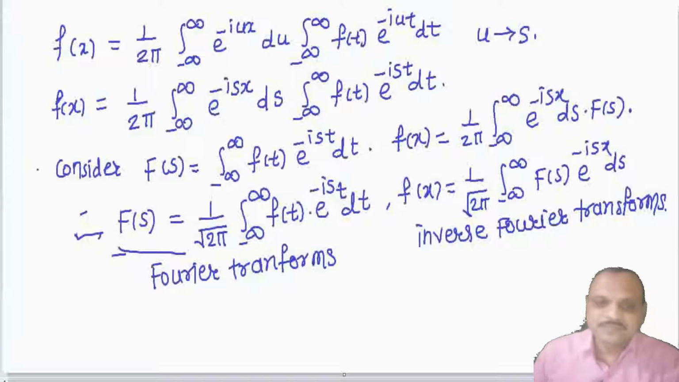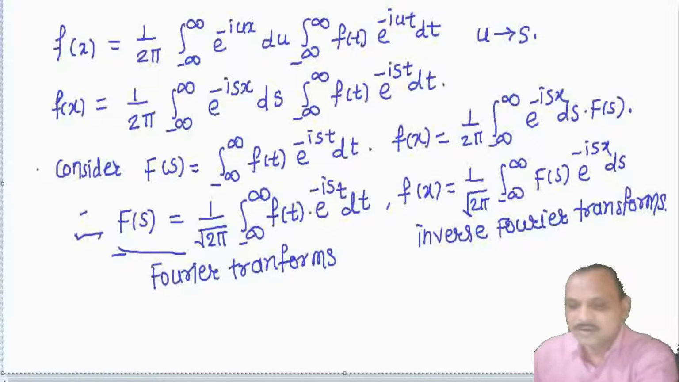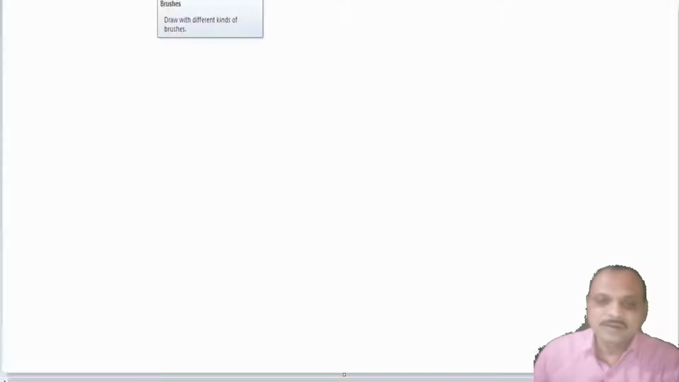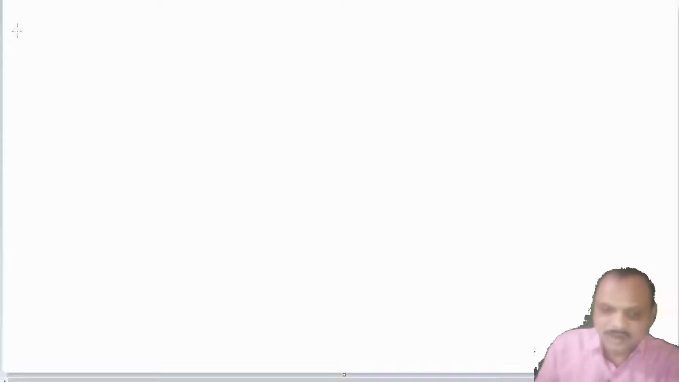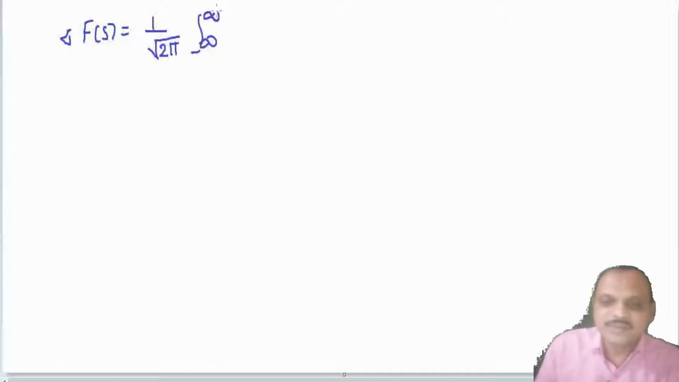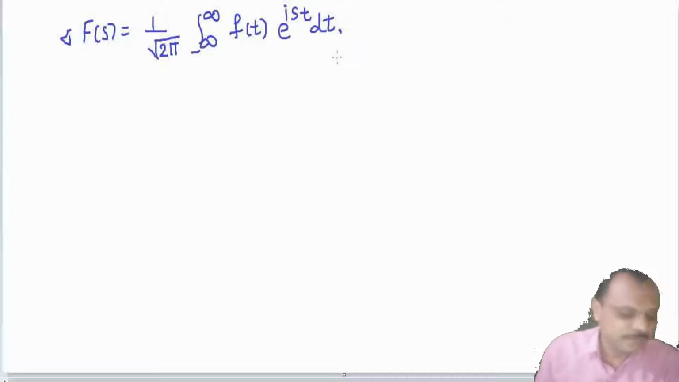Now let us see how to solve problems on Fourier transforms. I am once again writing the Fourier transform. What is the Fourier transform? We have derived it: integration minus infinity to plus infinity f of t into e raised to i s t into dt. This is a Fourier transform.